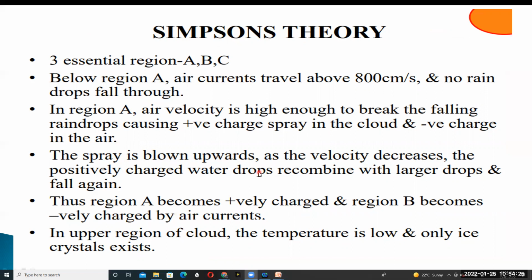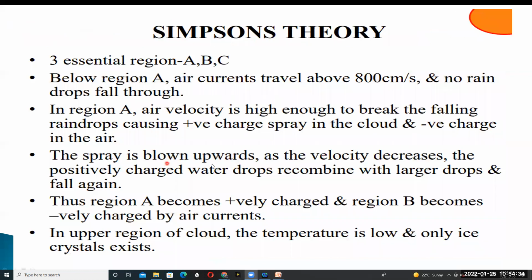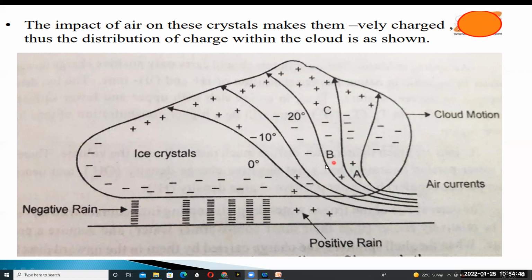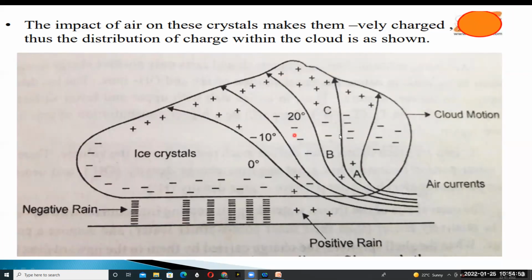The spray is blown upwards like this. Then the air current velocity decreases, and the positively charged water drops recombine with the larger drops and fall again. Thus region A becomes positively charged, and region B becomes negatively charged by the air currents.